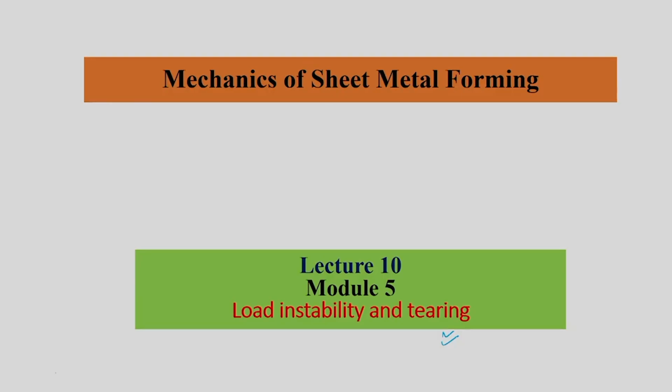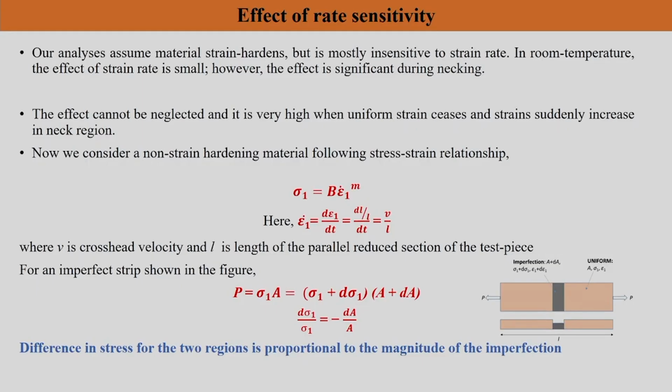Okay, so we are going to continue our discussion in this lecture, load instability and tearing. In the last session, we discussed the meaning of the imperfection that you can give in the sheet, and what the use of that is, and then we derived an equation for n minus epsilon u. It's a function of imperfection severity, that is dA naught, and n, the strain hardening exponent. So, we will continue our discussion in this session.